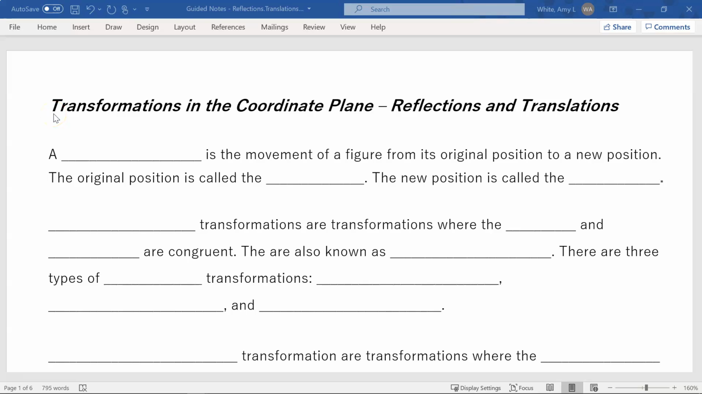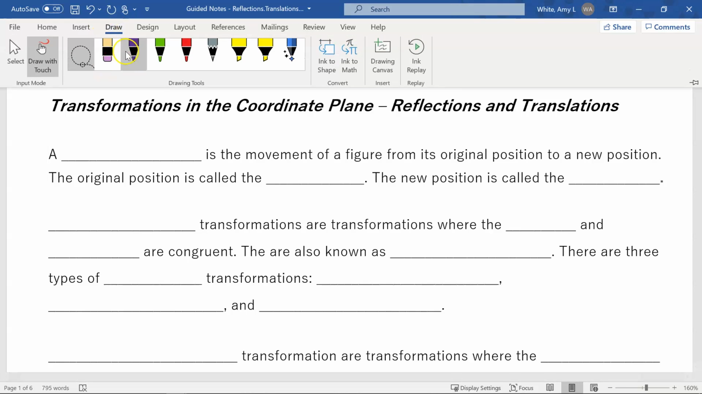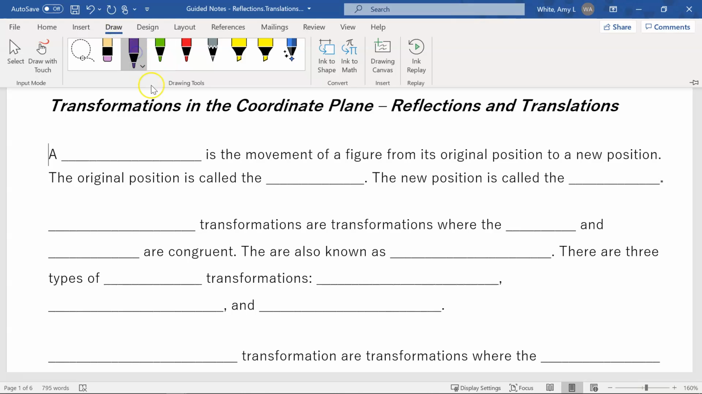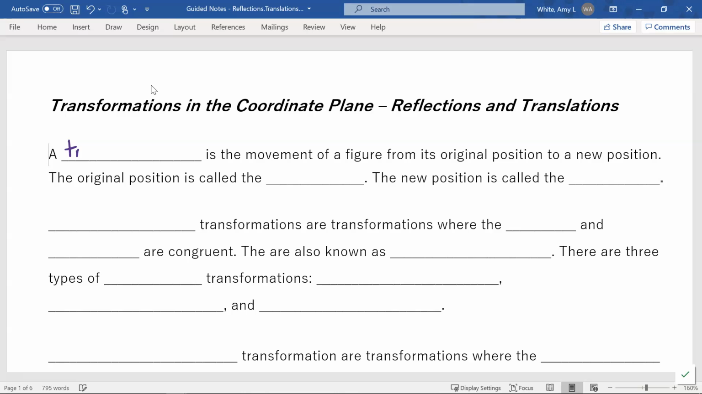Hi everyone! In this video, we're going to go over the basics of what a transformation is and understand the difference between rigid and non-rigid transformations. So our first thing, a transformation is the movement of a figure from its original position to a new position. So any way that we are moving a figure, we are going to be transforming it.